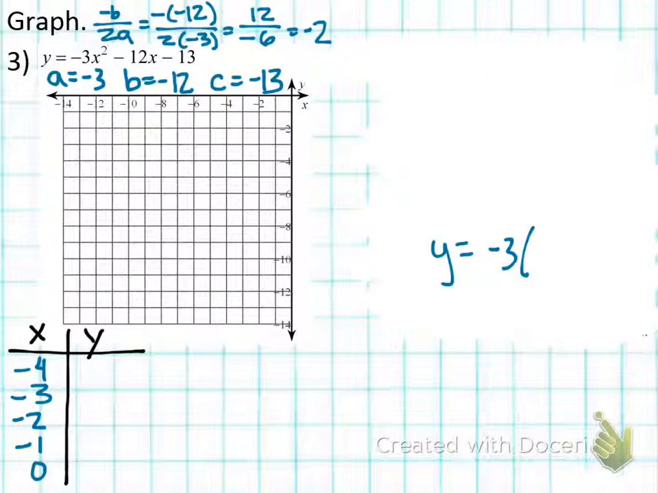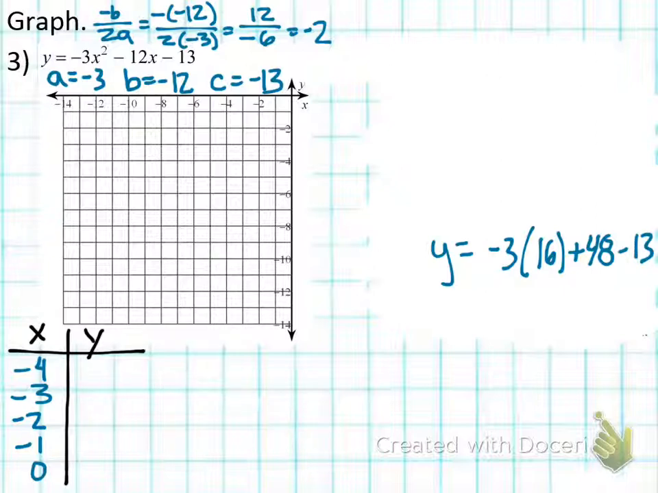Negative 4 squared. You need to square. So 4 times 4? Yeah, 16. And then we'll have minus 12 times negative 4. 12 times 4? 48. And the negative times the negative makes it positive. So positive 48 and then minus 13.